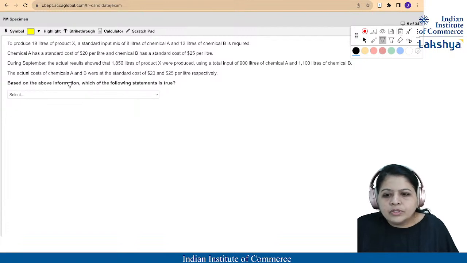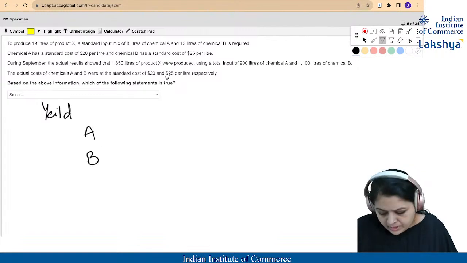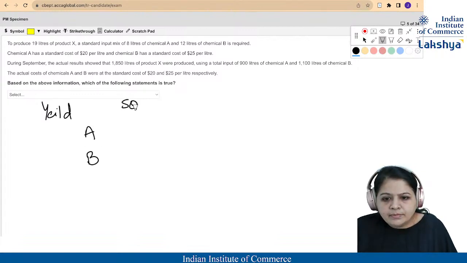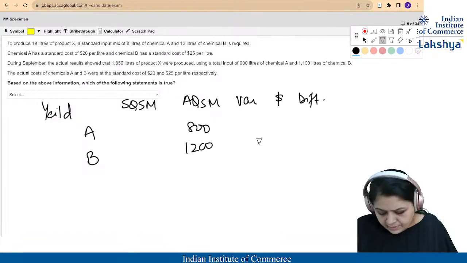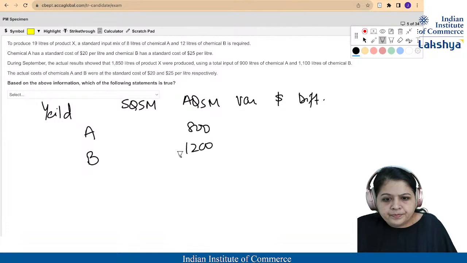So definitely my mix variance is favorable. Now I can look for the second one, which is yield, A and B. So SQSM, AQSM, which we have already found out, variance, dollars, difference, right? This value we have found out earlier, 800 and 1200.